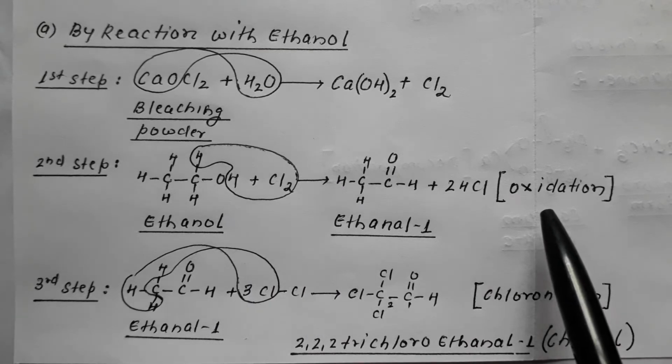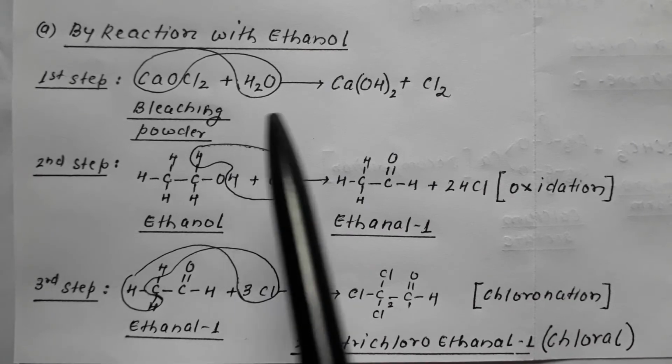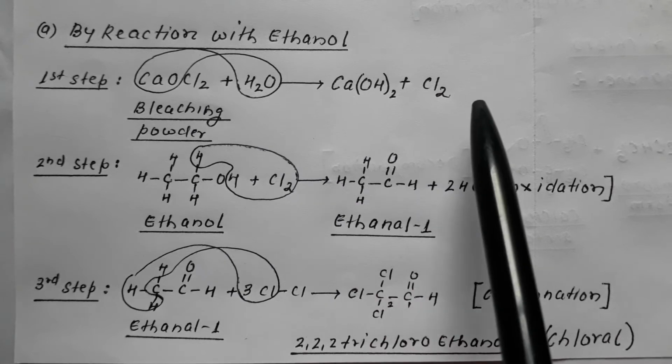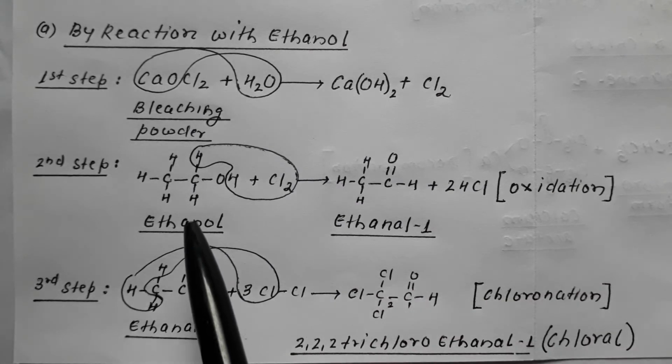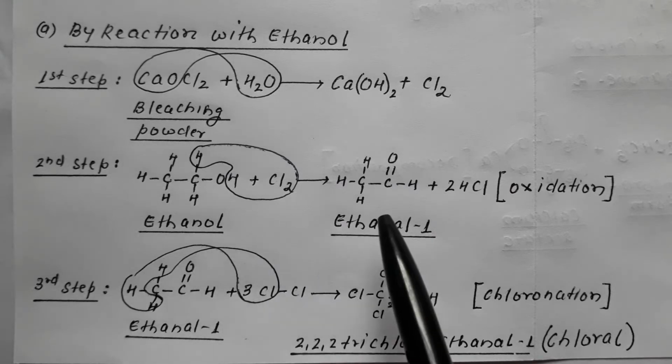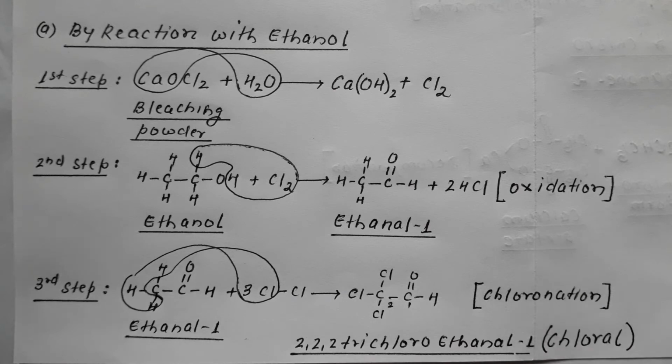So remember, the first step is reaction of bleaching powder with water to produce calcium hydroxide and chlorine. This is termed as hydrolysis. In the second step, ethanol reacts with chlorine to convert into ethanal. This step is termed as oxidation.